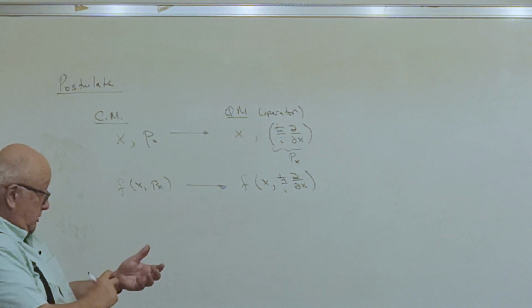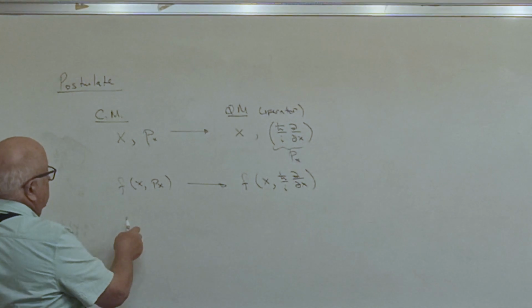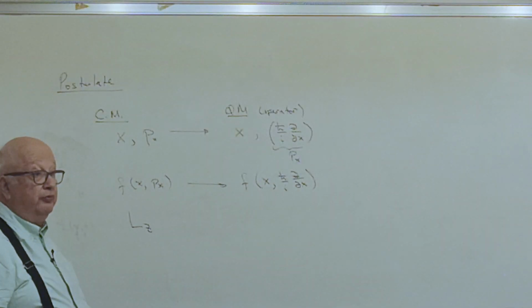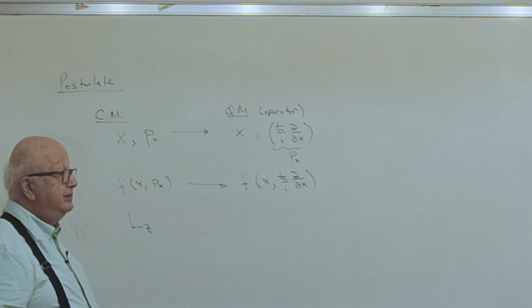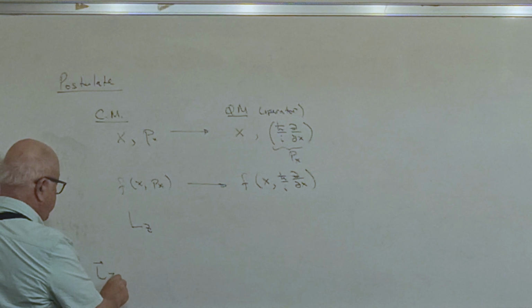So let's see how we're doing. Okay, we still have some time. As an example, what is the z component of the angular momentum in classical mechanics? Yes? L is r cross p.